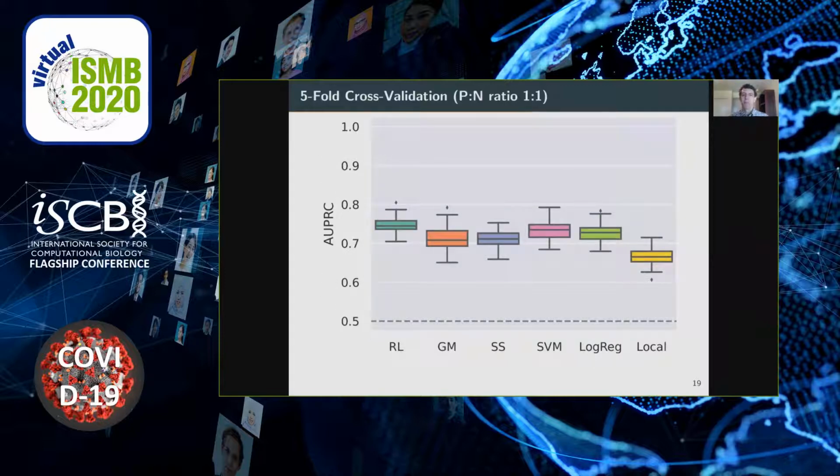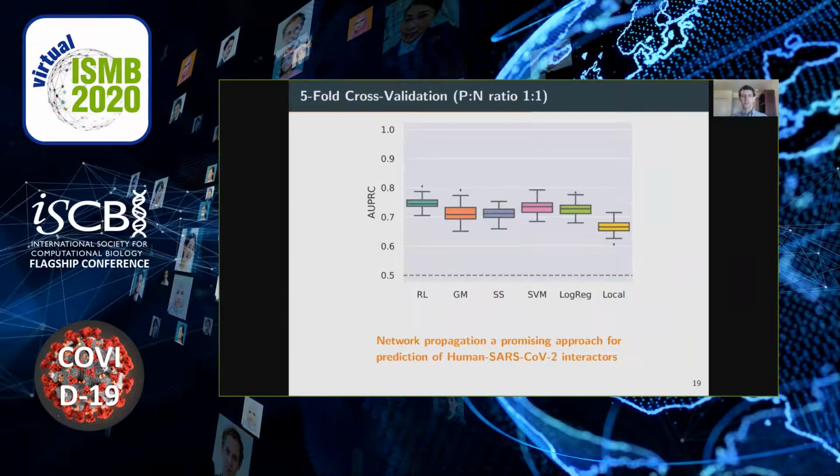Now, if we compare the area under the precision-recall curve, the conclusions are essentially the same, and also for higher ratios of negative examples, which I'm not showing. These evaluations help confirm that network propagation is a promising approach for the prediction of human interactors of SARS-CoV-2.